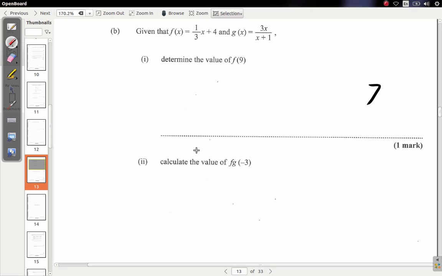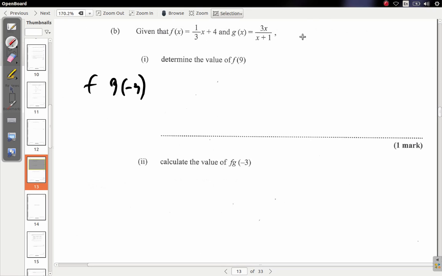The next part says calculate the value of fg of -3. Alright. You see how that goes? You have two ways to do this. What it is really asking for is f of something. What is that something? It is g of -3. So find g of -3 first and see what happens.